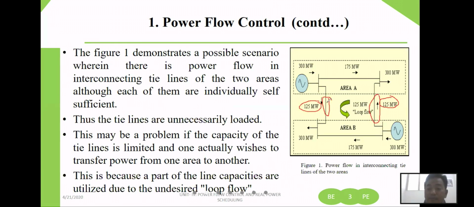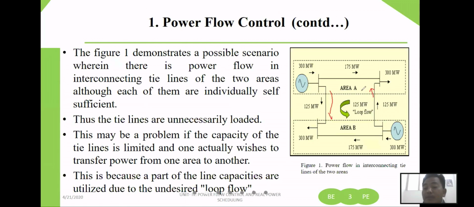So now there are ways to improve this tie line. Why has it become limited? Because the line capacity is utilized by this unnecessary loop flow. This has become a loop flow only. See here, and from here again a similar case, you have to supply to area 1. From area 2 it has to supply 125, and then it has become one loop which is fulfilled by area 1 itself.